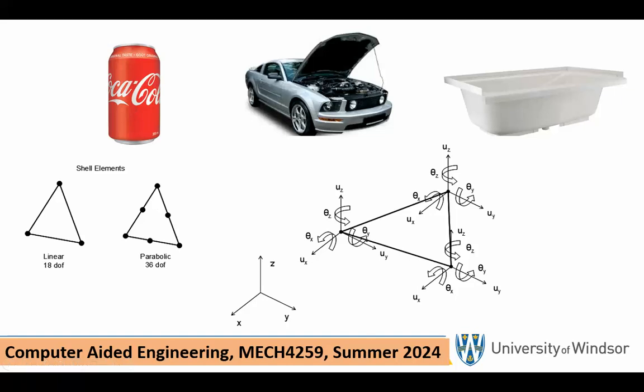Now, one of these three-noded ones, for simplicity, is drawn here in space. The linear one has three nodes. Each node, just like beam, has 6 degrees of freedom, 3 translations and 3 rotations, that are represented here. So a single linear element has already 18 unknowns in it, in degrees of freedom. If you look at the beam element, a single linear beam element has 12 unknowns, 12 degrees of freedom associated with it.